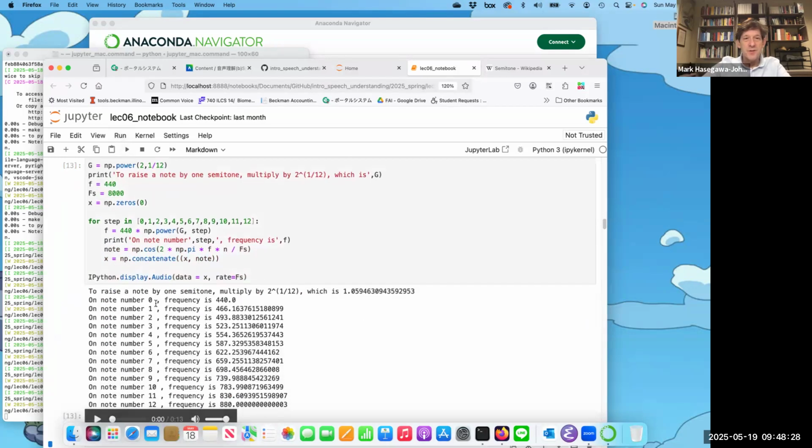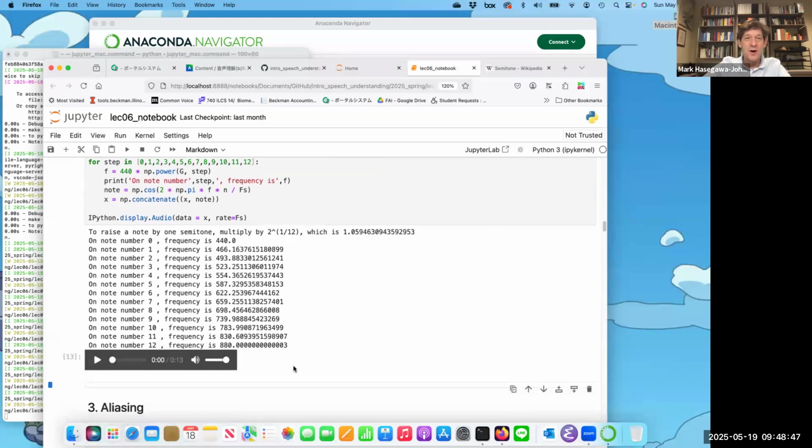We see that note number 0 has frequency 440. Note number 1 is 1.06 times that, or 6% higher, which is 466, then 493, then 523, all the way up to 880, which is the A note one octave above. And if we listen to it, it sounds like this.